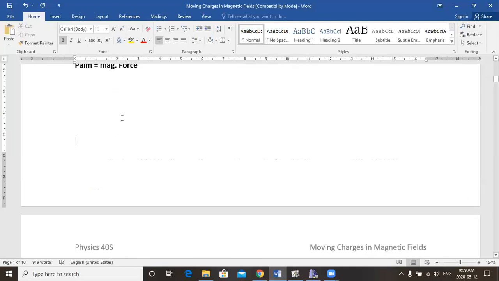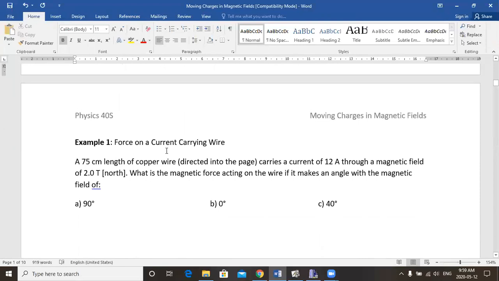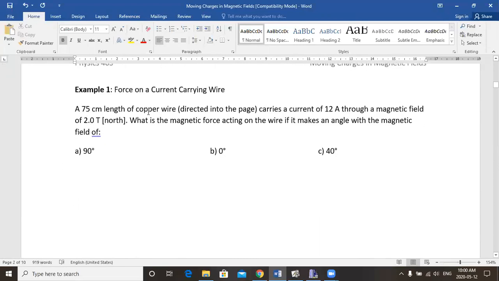So example one is just a review from grade 11, force on a current carrying wire. You need the field, you need the current, and you need the length in meters, and then you need sine of the angle. So I'll leave example one for you to do. Just make sure you convert the length to meters by dividing by 100.